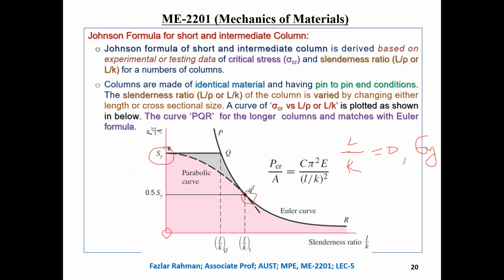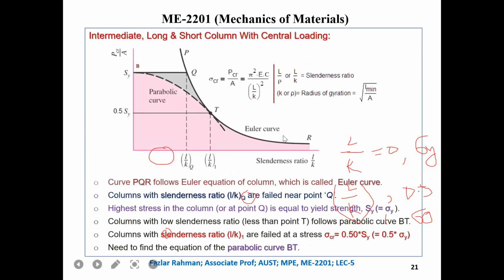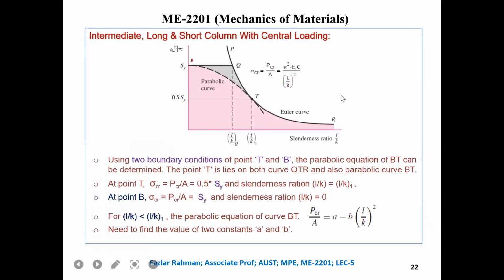And for point P, L by rho becomes L by K1. What is the stress? 0.5 sigma Y. So these two conditions we have. Based on these two conditions, he figured out an equation with some constants. So let's see what he figured out. He figured out this equation.